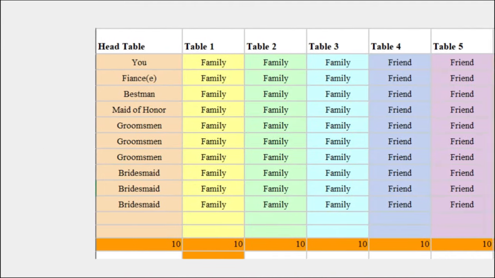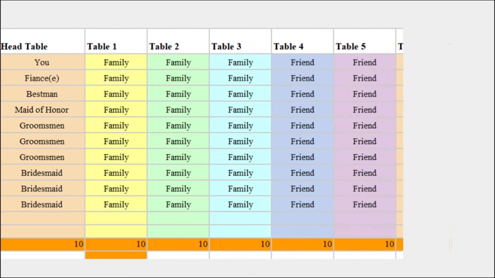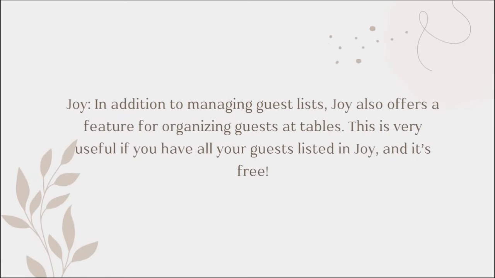To help you visualize the seating arrangements, I recommend creating a seating chart. You can use the same Excel sheet as before, and on my Excel file on the second screen you find this overview. This will give you a clear picture of where everybody will sit, and this will make it easier to spot potential issues. In addition to managing guest lists, you can also use Joy.com. Joy offers a feature for organizing guests at tables, and this is very useful if you have all your guests listed in Joy, and it's also free.